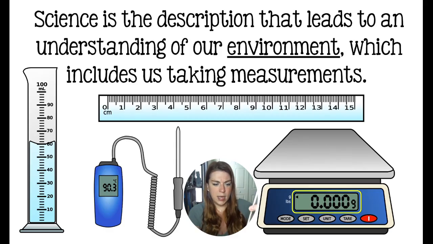And the way that it works is that when this bulb is in something that's hot, the alcohol that's in here expands and it climbs up the tube, and then you would read the measurement.